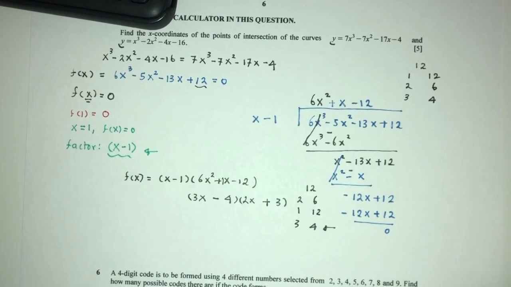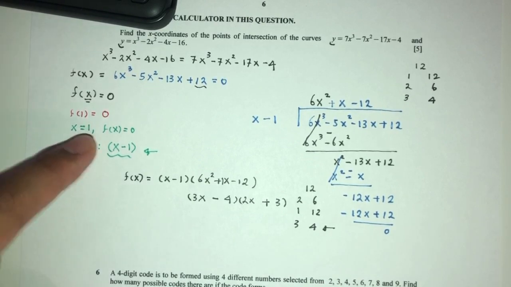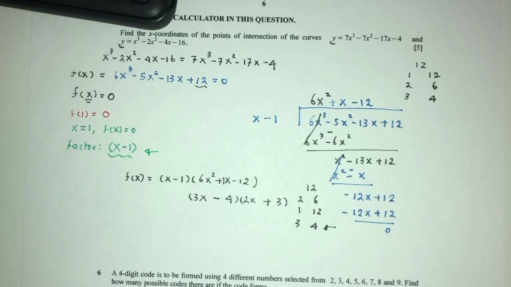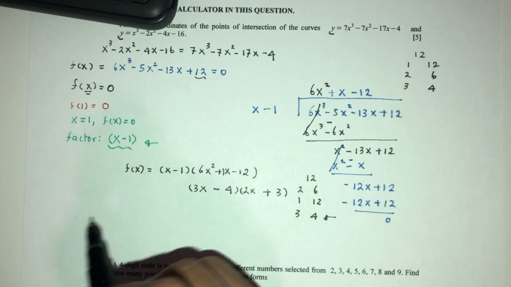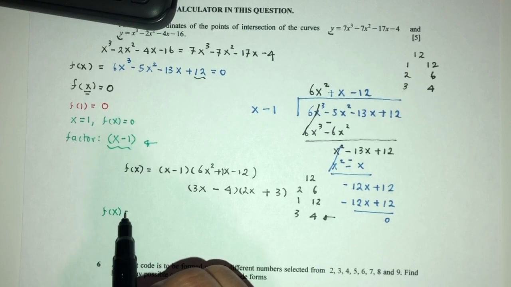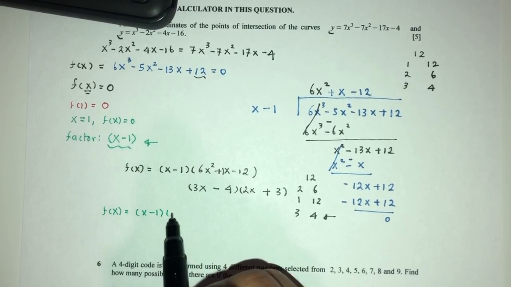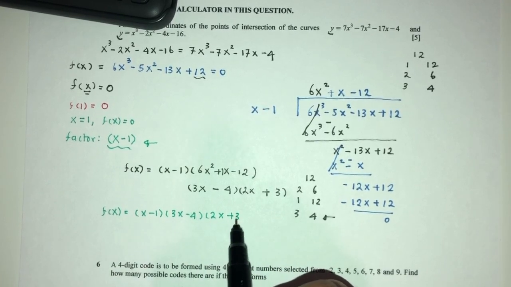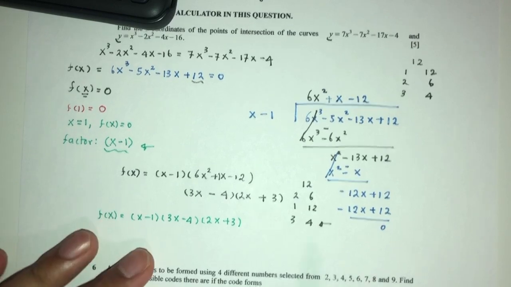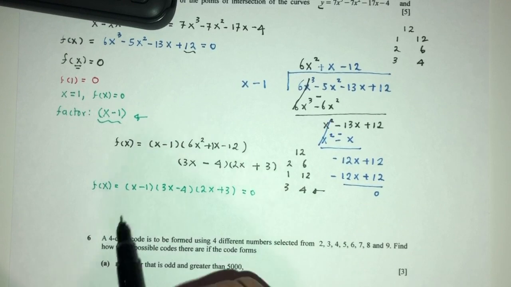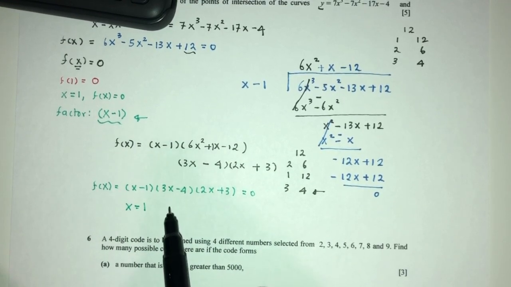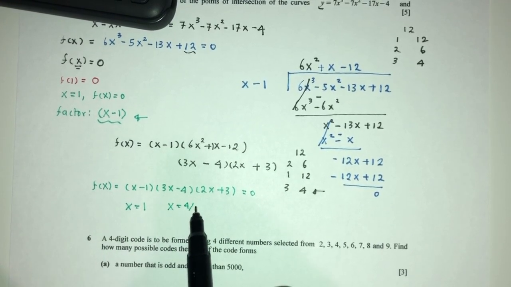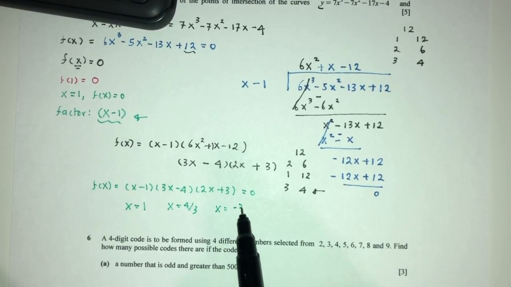Perfect. Again, if you don't know how to factorize, you can always use the formula to find the solution, then revert back to getting the factor. So now we can confirm f of x is equal to x minus 1, 3x minus 4, 2x plus 3. Now this is not the answer yet, because we have to solve this equation when this is equal to 0. So you equate that to 0. Hence x will be the value of 1, x will be 4 over 3, x will be minus 3 over 2.